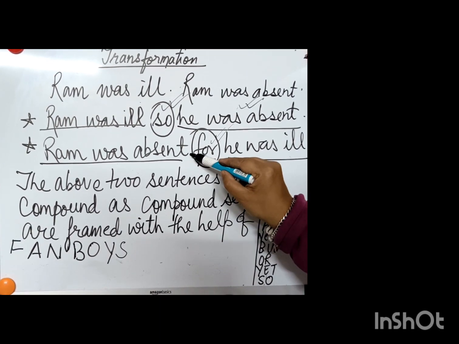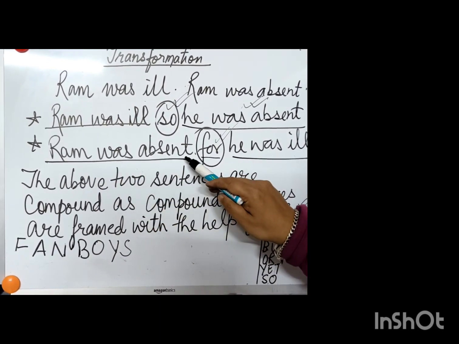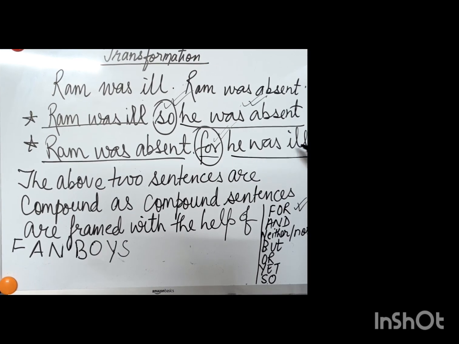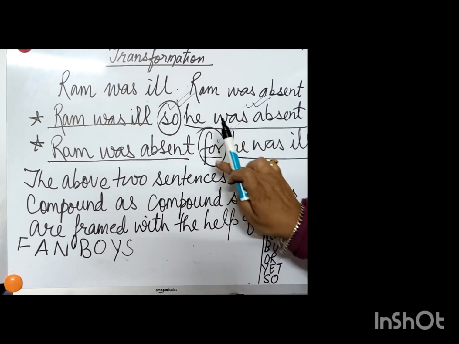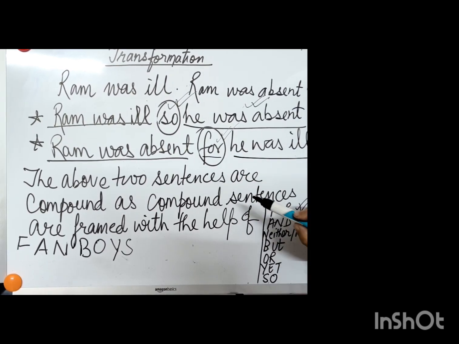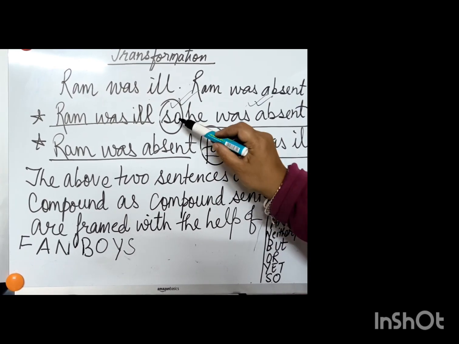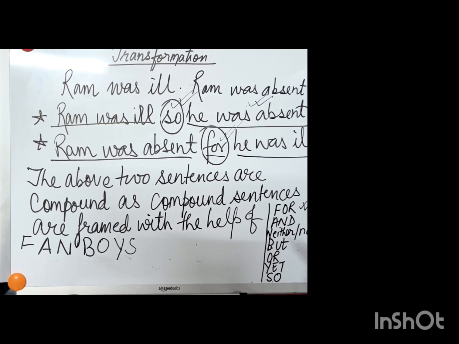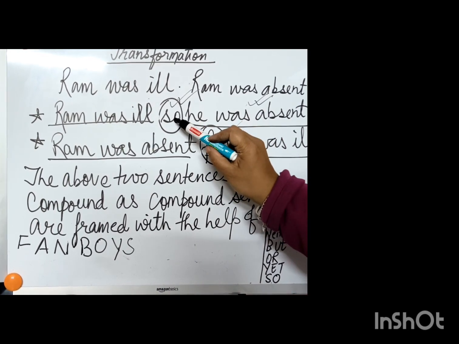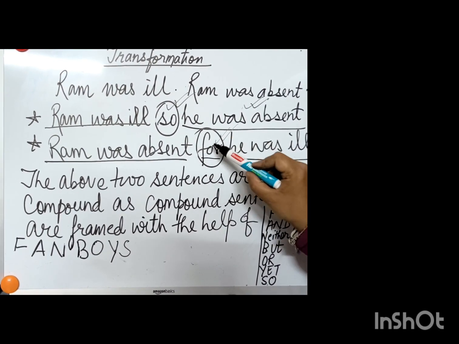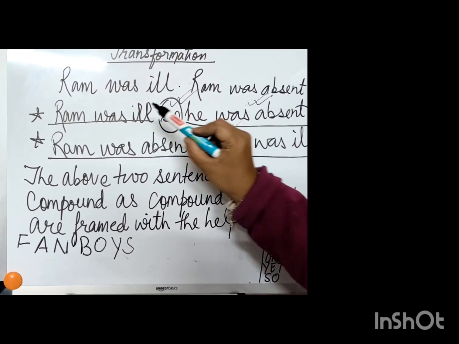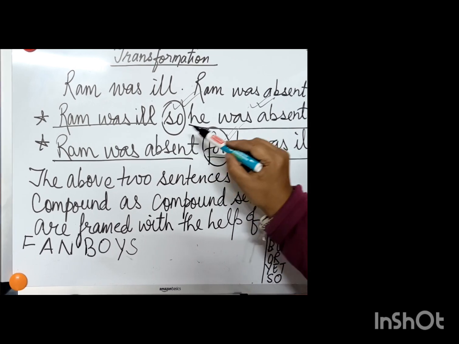Now if I put a full stop here, the entire part makes complete sense. Similarly, if I put a full stop here, then also this part makes complete sense, and the two parts have been joined by a coordinating conjunction, that is "for." So the above two sentences are compound sentences because they have been joined by coordinating conjunctions, and whenever you use a coordinating conjunction, you get two sentences which can stand alone.